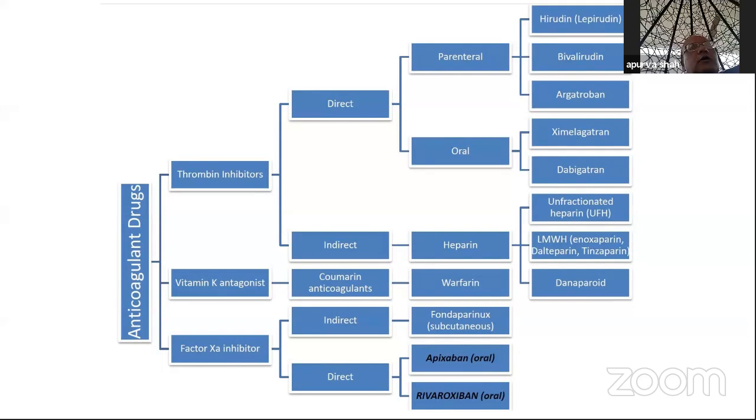Okay, go ahead, Vishnu. Yes, sir. Coming to the classification of anticoagulant drugs, they are divided into direct thrombin inhibitors, vitamin K antagonists, and factor 10A inhibitors. Thrombin inhibitors are direct and indirect. Direct thrombin inhibitors are parenteral and oral. Parenteral drugs are lepirudin, bivalirudin, and argatroban. Oral direct thrombin inhibitors are ximelagatran and dabigatran. Indirect thrombin inhibitors are heparins, divided into 3 parts: unfractionated heparin, low molecular weight heparin, and danaparoid. Vitamin K antagonists are coumarin anticoagulants, which are warfarin and acenocoumarol. Factor 10A inhibitors are direct and indirect. The indirect one is fondaparinux, and the direct ones are apixaban and rivaroxaban.